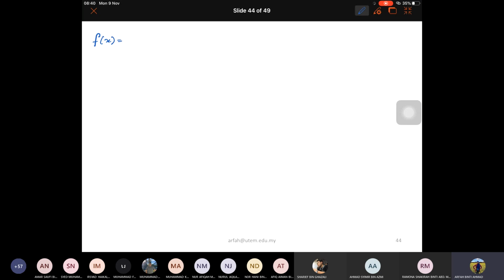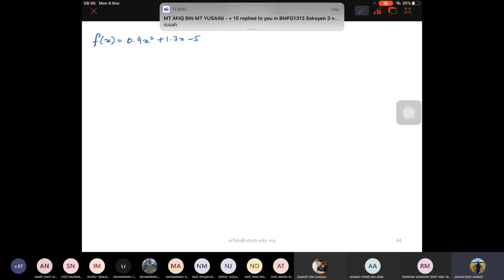0.9 x squared tambah 1.7x tolak 5. Nampak software yang saya tulis ni dekat ni?